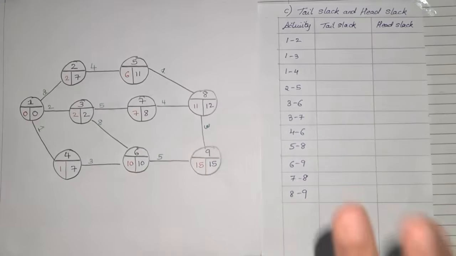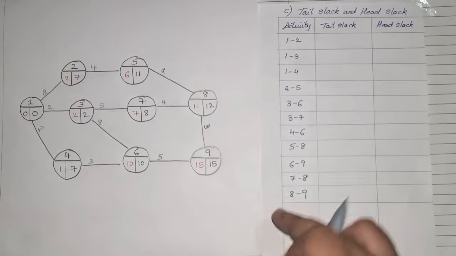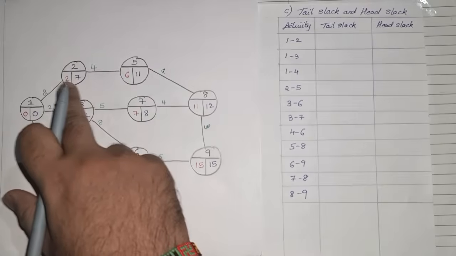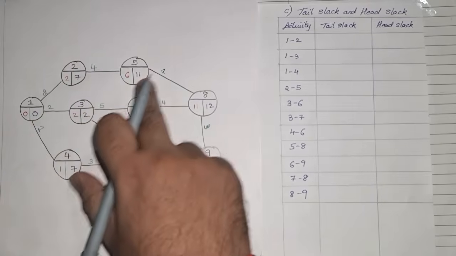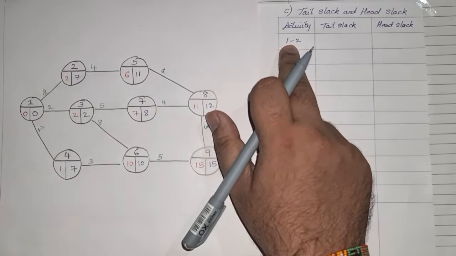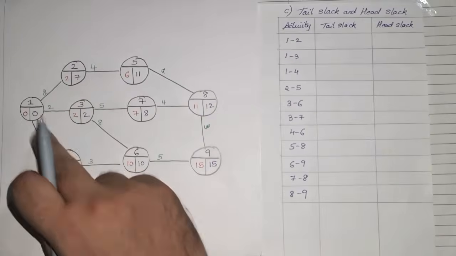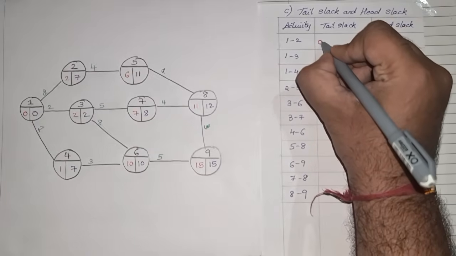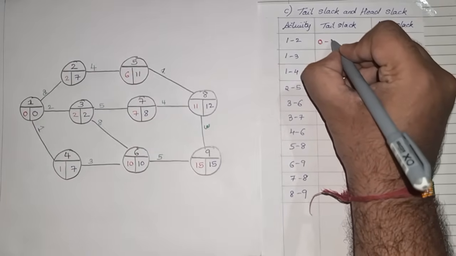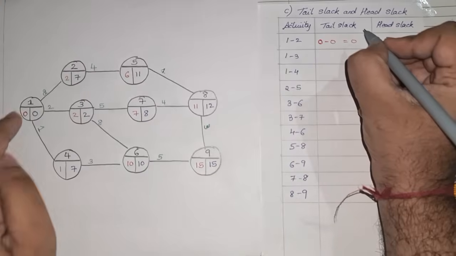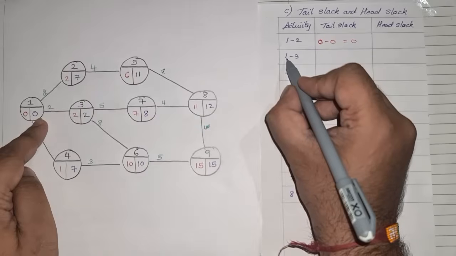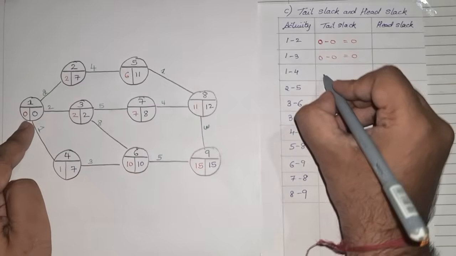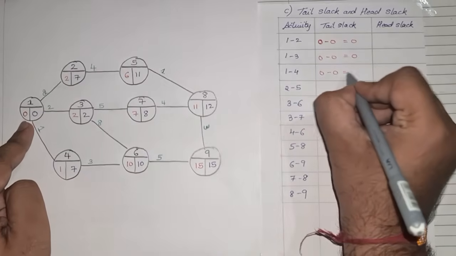Now first I'll do the tail slack of all the first values. The values in blue and red are your slack values. For activity 1, the tail slack is the difference between both these values, so 0 minus 0, which is 0. Again we have activity 1, so 0 minus 0, which is 0. Again activity 1, 0 minus 0, which is 0.